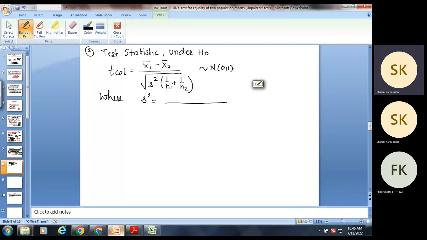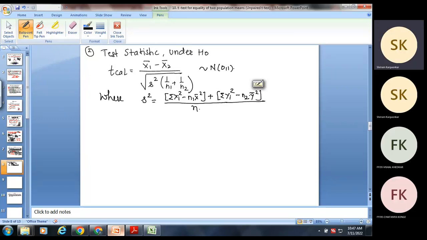Okay, so this is summation xi square minus n1 x bar square plus summation yi square minus n2 y bar square, because not necessarily samples are same in both the schools. Okay, number of students may vary. Upon n1 plus n2 minus 2. Okay, so I will come to this later on. Okay, because now we have to find out all these totals. Okay, x bar, y bar, then the summation x square, sum of the squares I have to obtain.